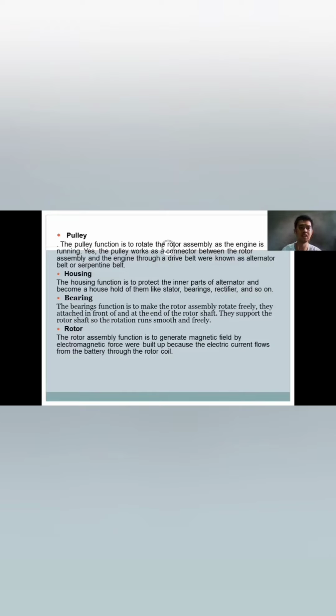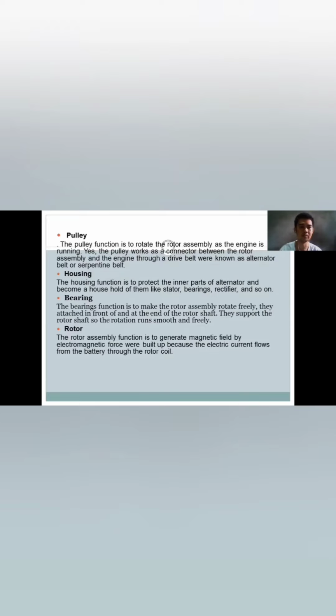Next, the housing. The housing is the second part of an alternator. Its function is to protect the inner parts of the alternator and to house them, like the stator, bearing, rectifier, and so on. The housing is split into two parts, front housing and rear housing. The front housing is located near the pulley, while the rear housing is at the opposite side. Between them is the stator assembly body.